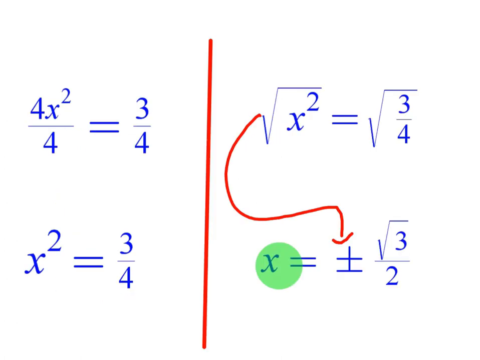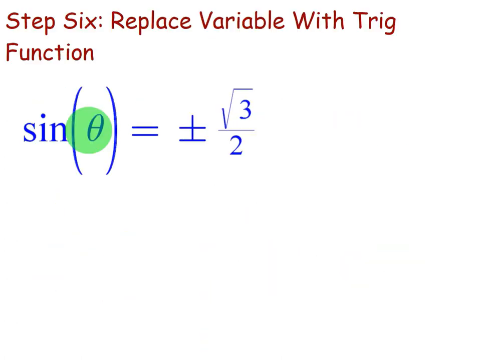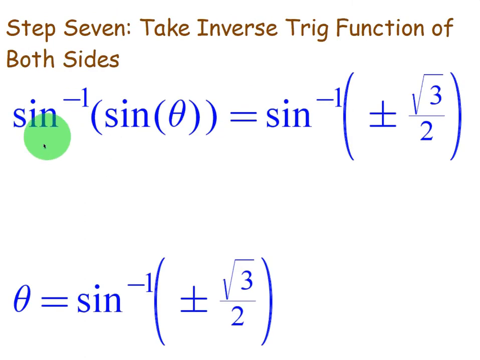So we got x is equal to plus or minus square root of 3 over 2. So sine of theta is equal to plus or minus square root of 3 over 2. We're going to take the inverse of both sides for step 7, as we always do. So sine inverse on the left, sine inverse on the right. Again, we do that because the sine inverse cancels the sine, and you're just left with theta on the left. And of course, we can figure this out using the unit circle. So theta is equal to sine inverse of plus or minus square root of 3 over 2.